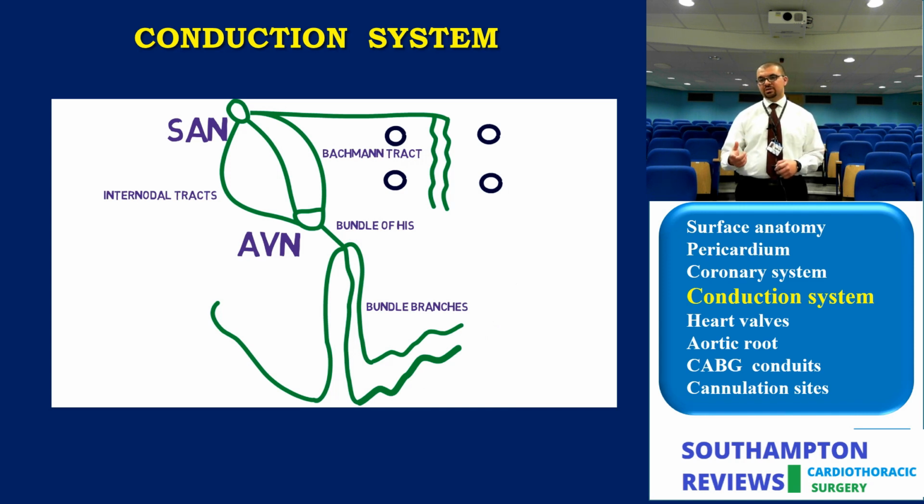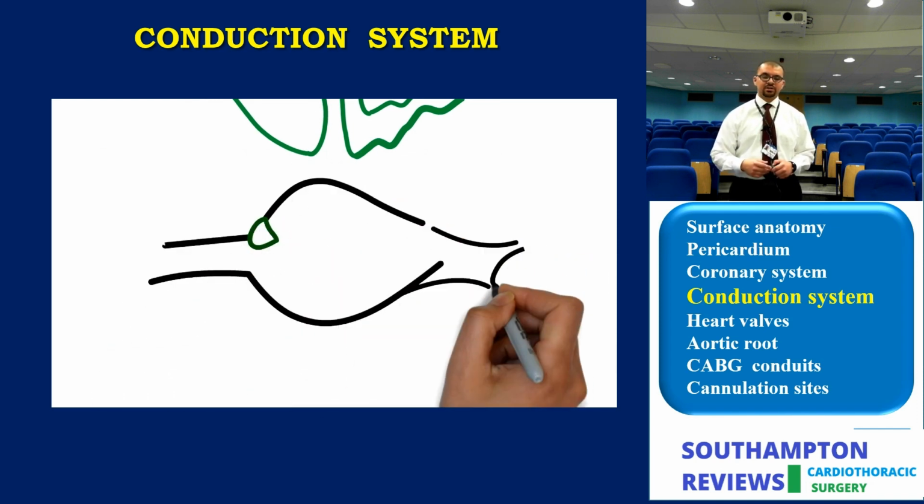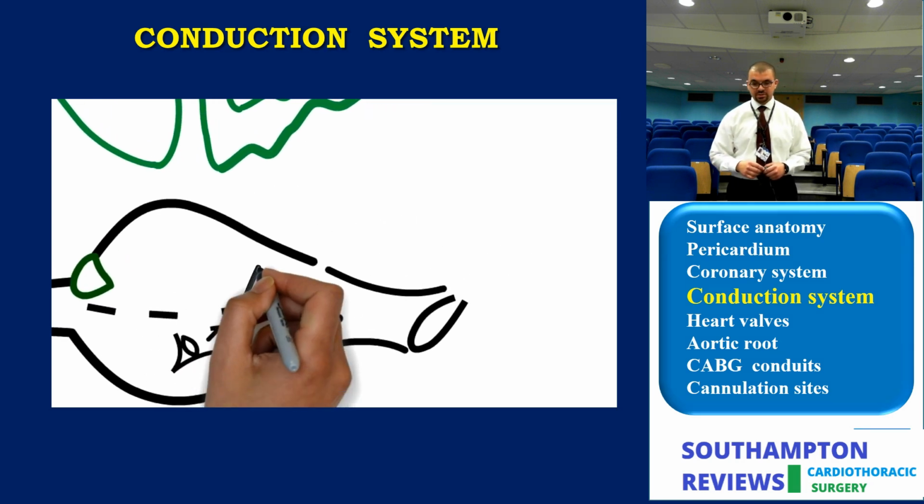I will not go further into the conductive system anatomy because we will discuss that in more detail in arrhythmia surgery. Next is the position of the sinoatrial node and AV node. As you can see, the sinoatrial node is positioned at the junction between the SVC and the right atrium. However, for the AV node, you need to open the atrium in order to see it.